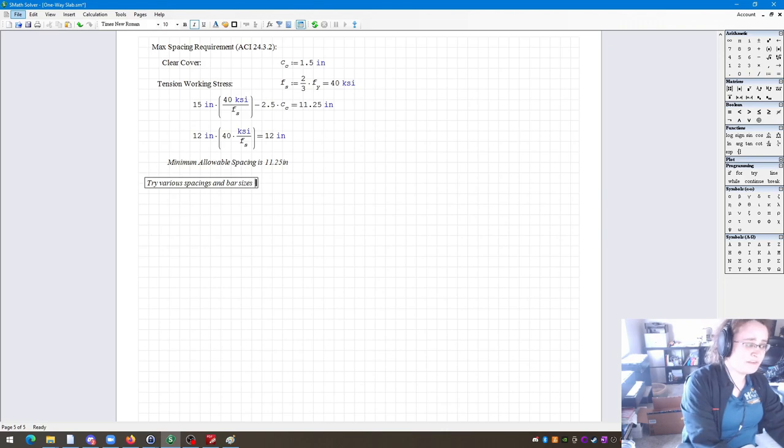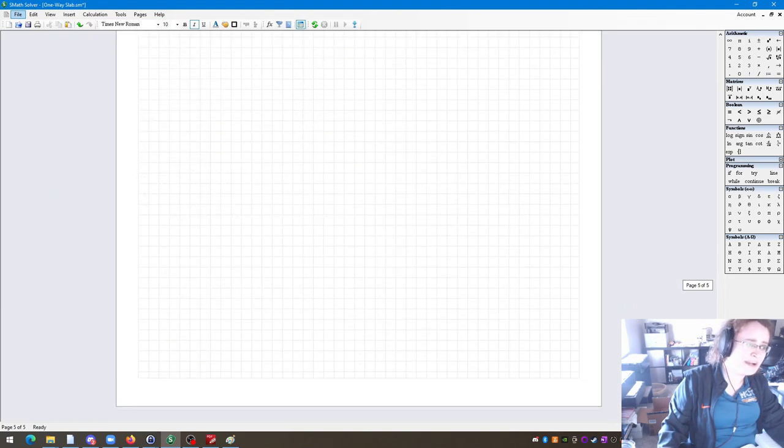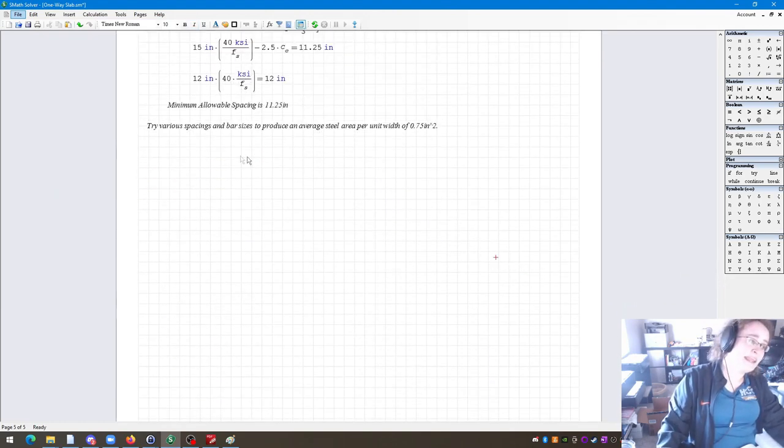And you wouldn't have to go through this step if you were analyzing a beam, or analyzing a slab. In fact, this would be a lot quicker. But because we're designing it, we have to fiddle with the bar sizes and spacing a bit. There's no necessarily right answer to this, just what we're comfortable with. Try various spacings and bar sizes to produce an average steel area per unit width of 0.75 inches squared, which I believe is what we had previously. Again, area of steel was 0.75 inches squared. We can't go under this, but we can go over this.